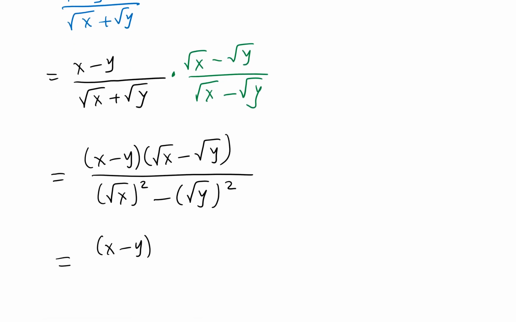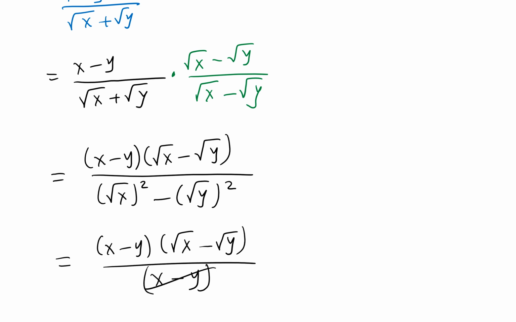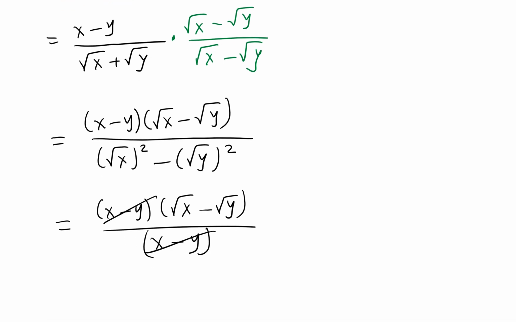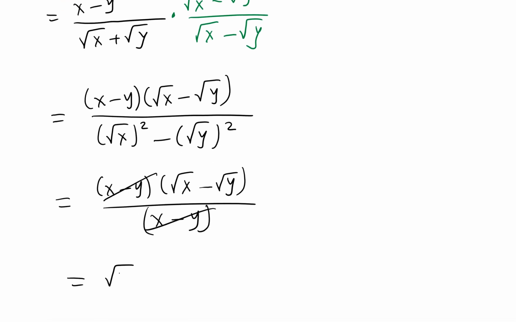X minus y, square root of x minus square root of y over x minus y. These cancel out. So that gives me the square root of x minus square root of y.